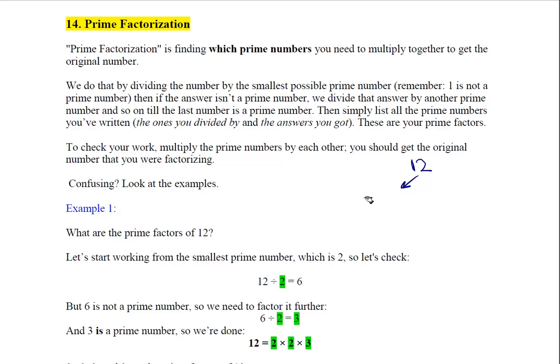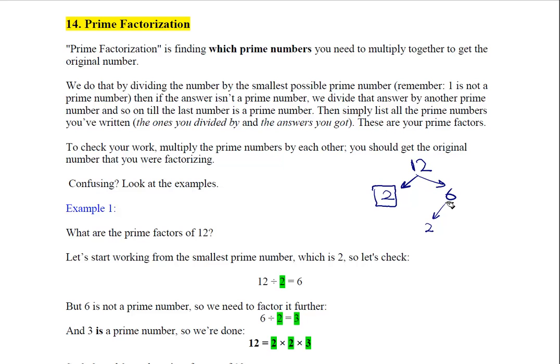prime number. Now what is the smallest prime number in the world? Is it 1? No, 1 is not a prime number. Okay, so what's the smallest prime number? 2. So first thing, we try to divide 12 by 2. Is 12 divisible by 2? Yes. So that means it's 2 and 6. Now, is 2 a prime number? Yes, it is. So put a square. Now 6. Is 6 a prime number? No, it's not. So we need to break it down again into prime factors.